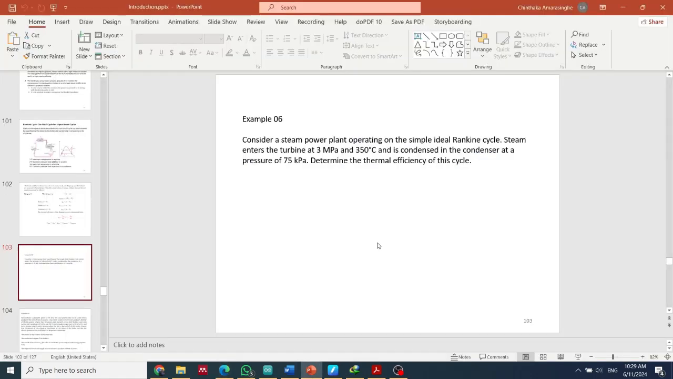Example number 5: consider a steam power plant operating on a simple ideal Rankine cycle. The steam enters the turbine at 3 megapascal pressure and 350 Celsius and is condensed in the condenser at a pressure of 75 kilopascal. Determine the thermal efficiency of the cycle. So what is asked is the thermal efficiency of the cycle. Let me work on this.